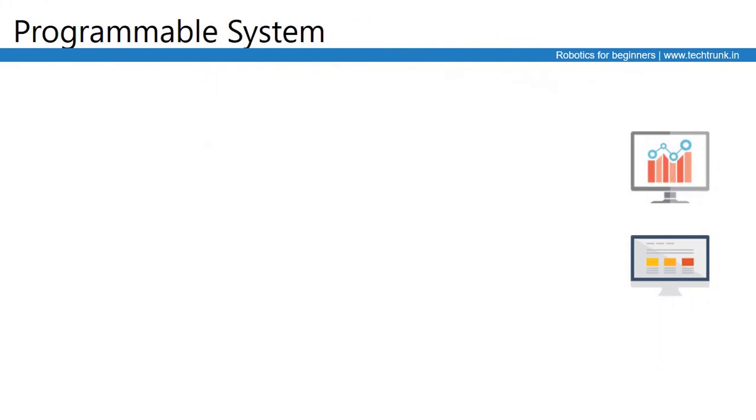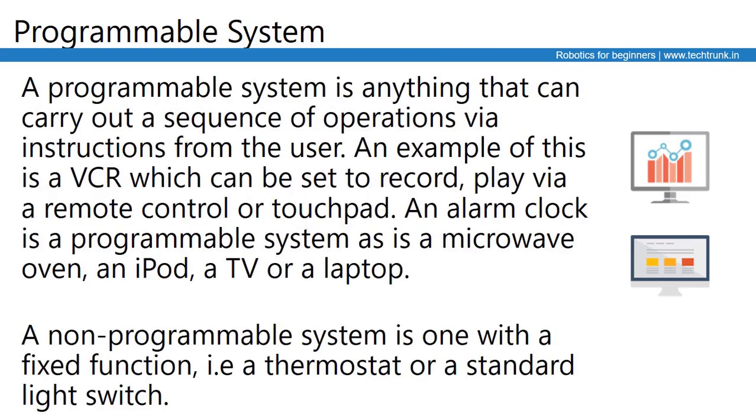The very first thing that we talk about is a programmable system. Now the question is, what exactly is a programmable system? The answer would be, a programmable system is anything that can carry out a sequence of operations via instructions from the user. Anything that can store some instructions and can execute the instructions that we have stored into it. An example of this is a VCR, which can be set to record or play via remote control or a touchpad.